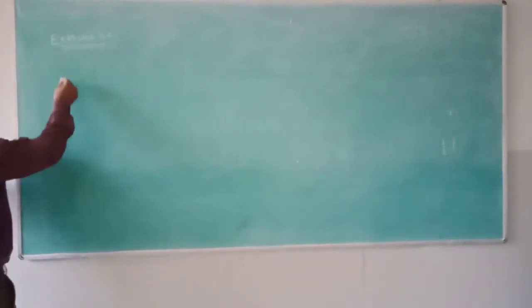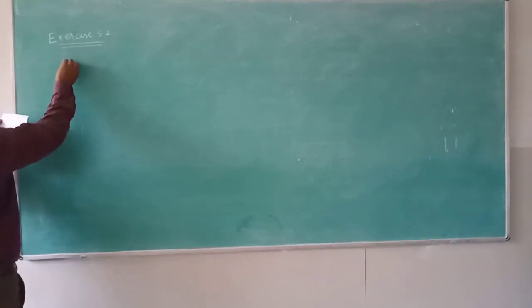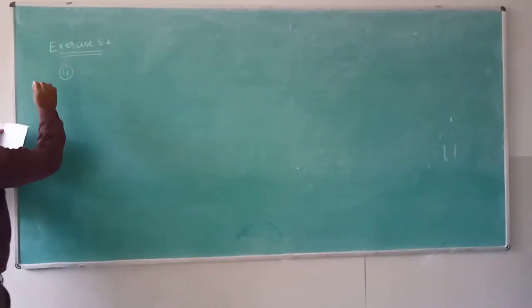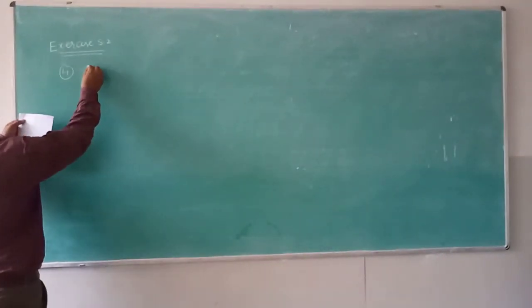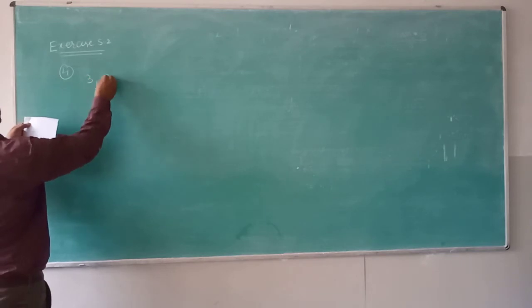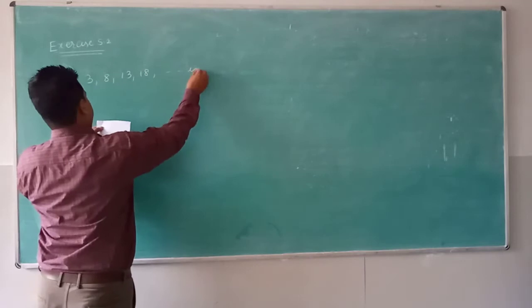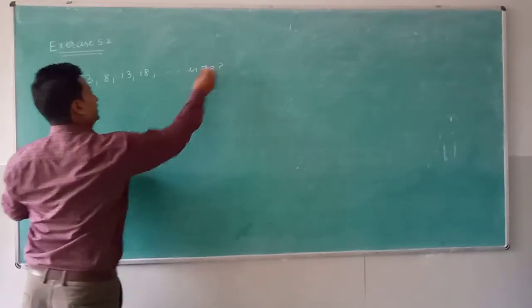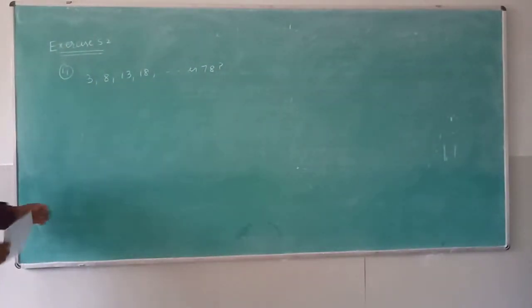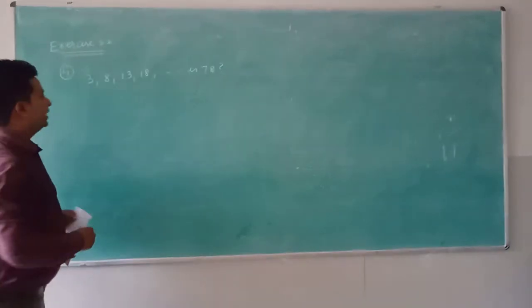In the previous video, we did question number 3. Up to this, question number 4 is: which term of the AP 3, 8, 13, ... is 78? In this question, we are required to find the value of n.